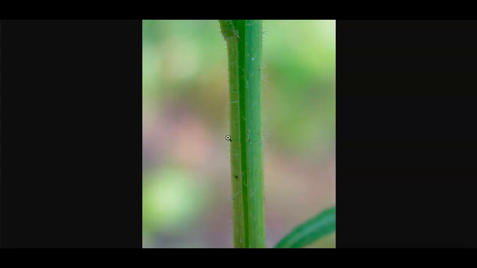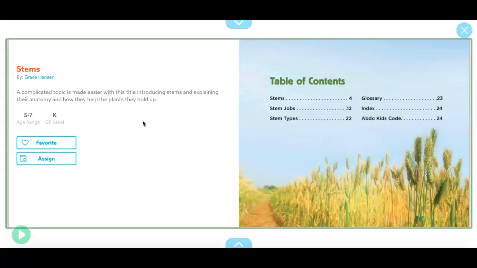Here's a picture of a stem close up. So you can see here is the stem. It holds the plant upright and brings nutrients from the soil to other parts of the plant. So we're going to read a book about stems.